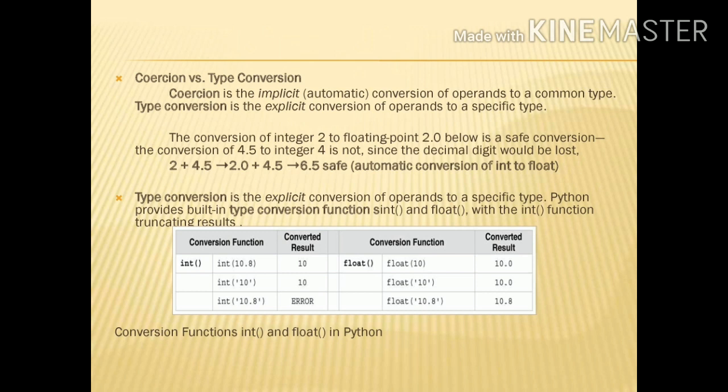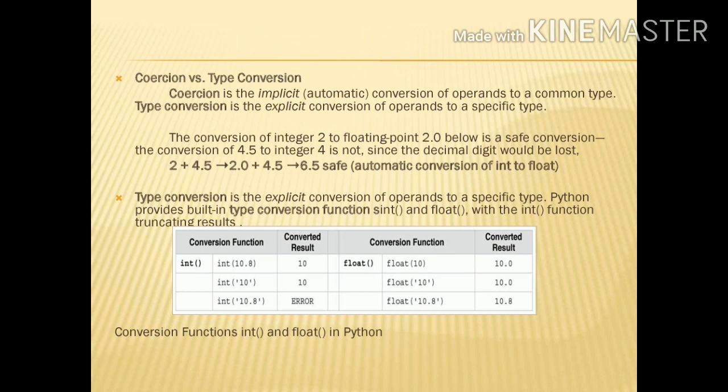Let's see the difference between coercion versus type conversion. Coercion is an implicit, that is automatic, conversion of operands to a common type. Type conversion is an explicit conversion of an operand to a specific type. The conversion of integer 2 to 2.0 is a safe conversion. The conversion of 4.5 to integer 4 is not, since the decimal digit would be lost.